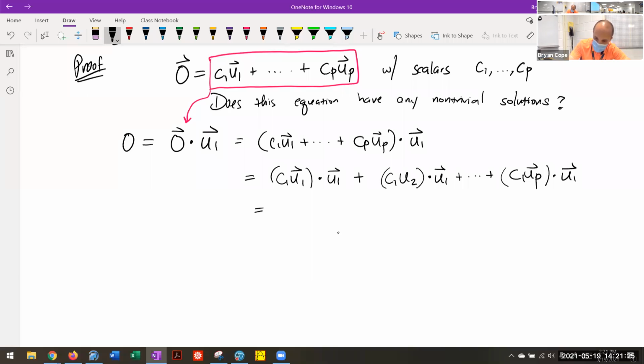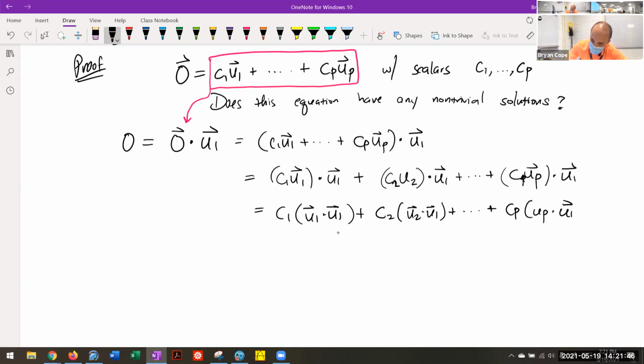Here's another one of those trivial facts that seems frustrating to have to know and write, but it comes up in this proof. Wait, why is it C1? I meant C2. Okay. Thank you. That should be C2 and this should be CP. Good catch. And so this should be C2 and then U2 dot U1 and all the way out to CP UP dot U1.